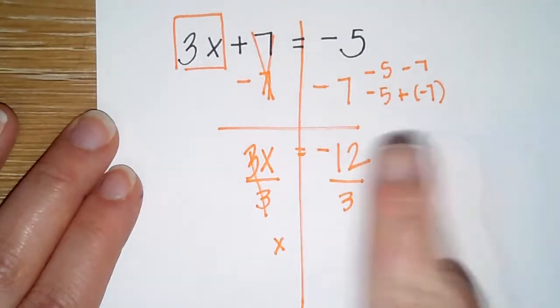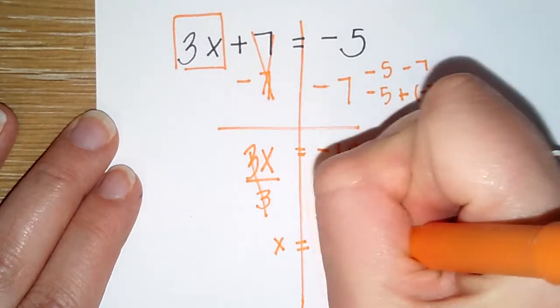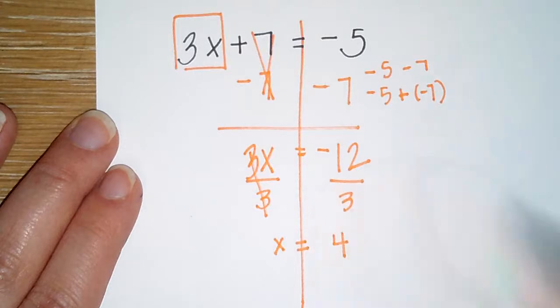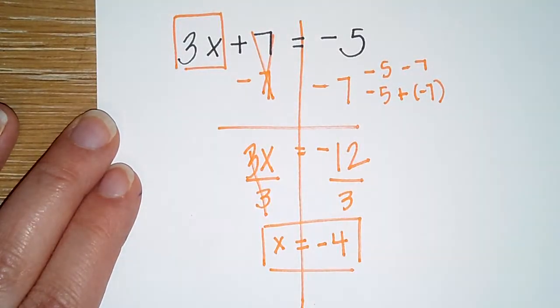I'm left with x over here, -12 divided by 3. 12 divided by 3 is 4. Negative divided by a positive is negative. So my solution is x equals -4.